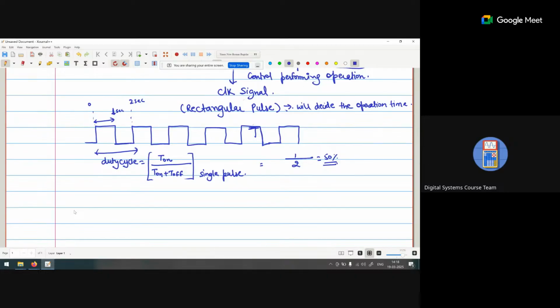Now there are four different things. One is the positive edge, which I define as PE, where the magnitude of the clock signal changes from 0 to 1. Second is the negative edge, where it switches from 1 to 0.